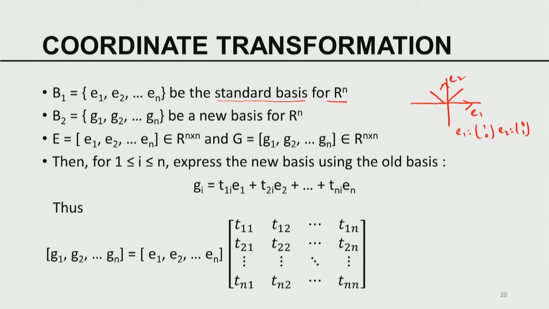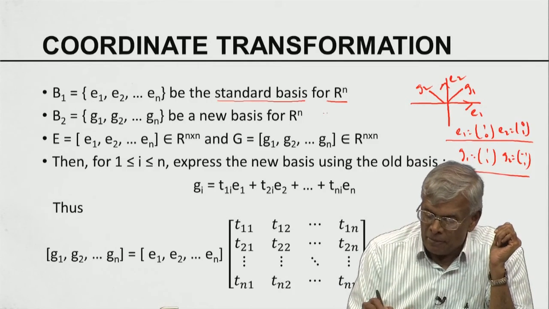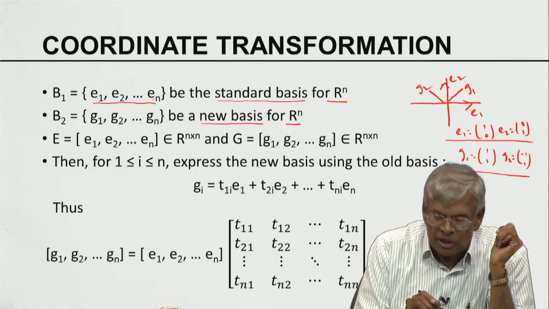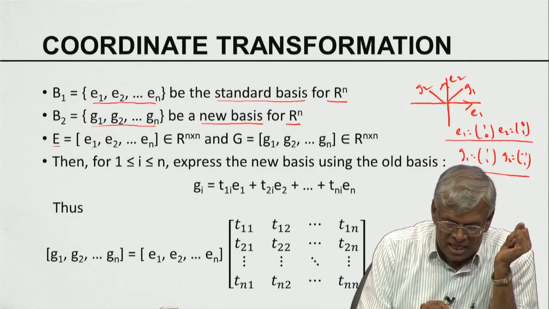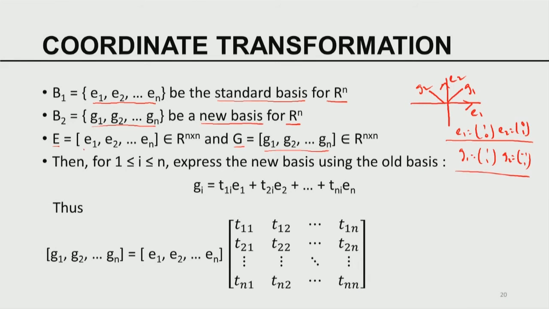I could also consider g1 and g2. What is g1? g1 is (1, 1). What is g2? g2 is equal to (minus 1, 1). That is also a basis. So given a space, I can have multiple bases, each basis having the same number of vectors. So if I am considering a space Rn, I can consider a standard basis, and I can consider a new basis. The standard basis is listed as e1 to en, the new basis is listed as g1 to gn. If I have a set of n vectors, I can create a matrix E from e1 to en. If I have a set of vectors g, I can construct a matrix G from g1 to gn. So E is the matrix consisting of the standard basis vectors, G is the matrix consisting of the new basis vectors.